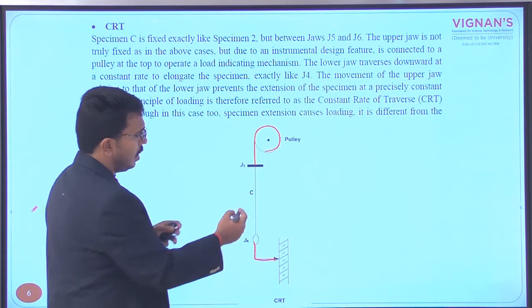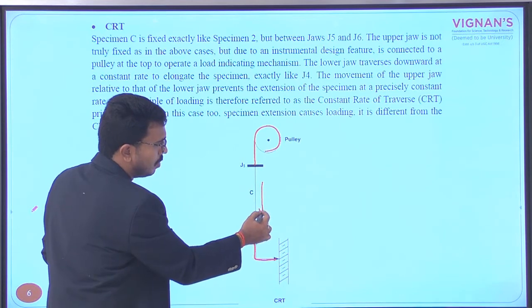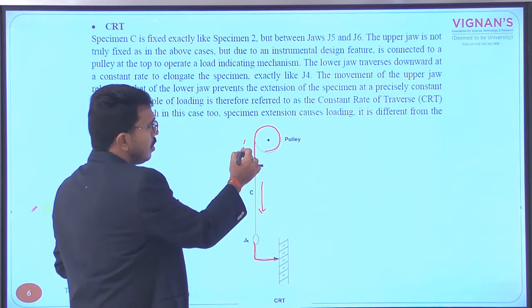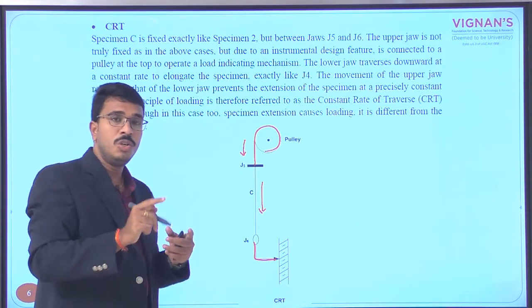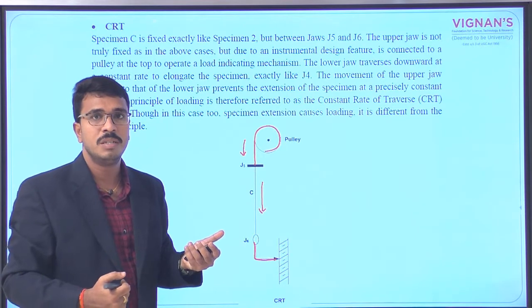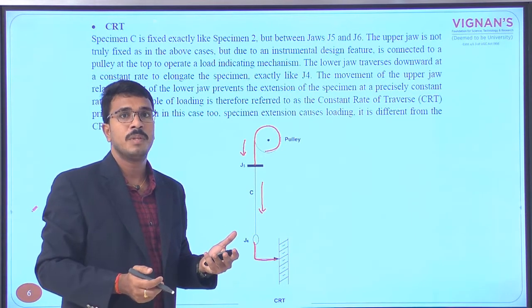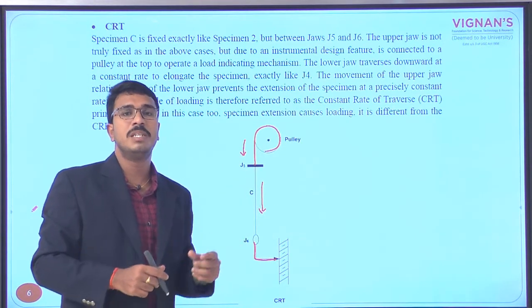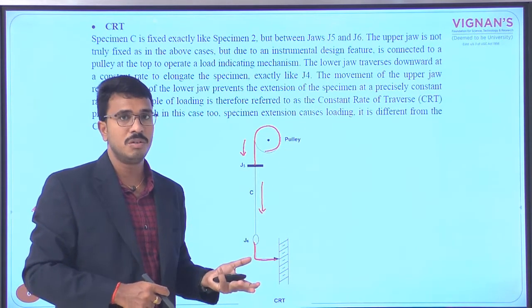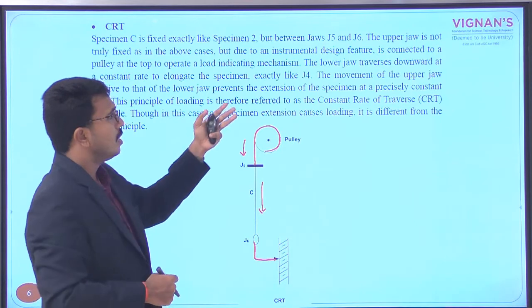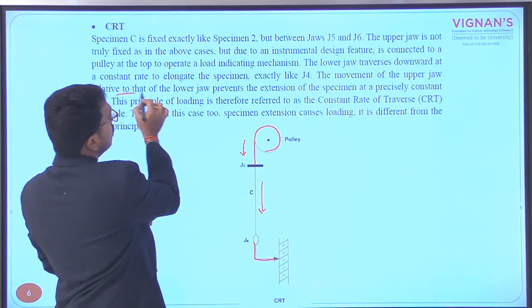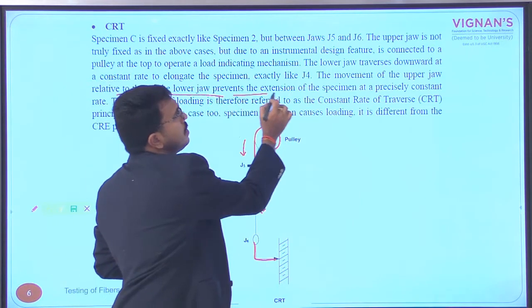Now you can see the specimen is moving downwards. Since the top jaw is connected to the pulley, it will also move downwards. So do you think this movement will allow the specimen to elongate? Obviously not. That is what the CRT principle is, where the extension is not constant and the loading is also not constant.